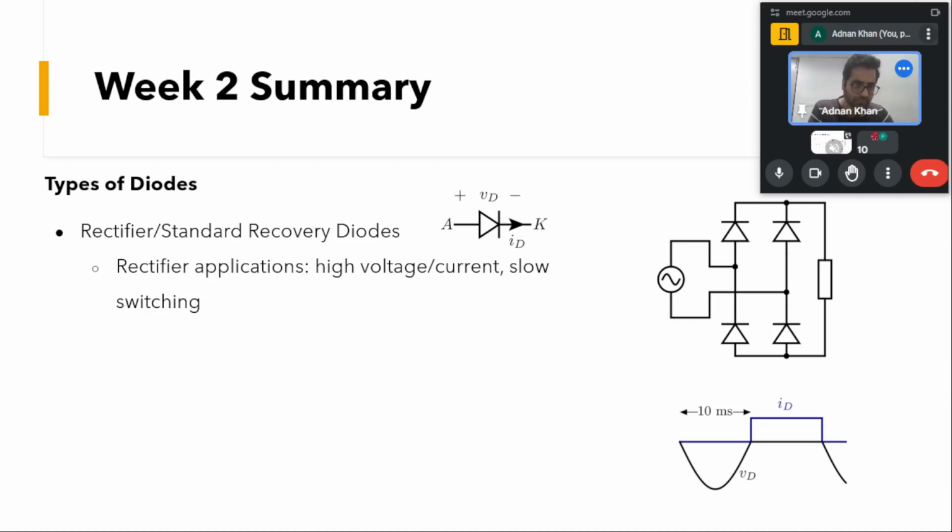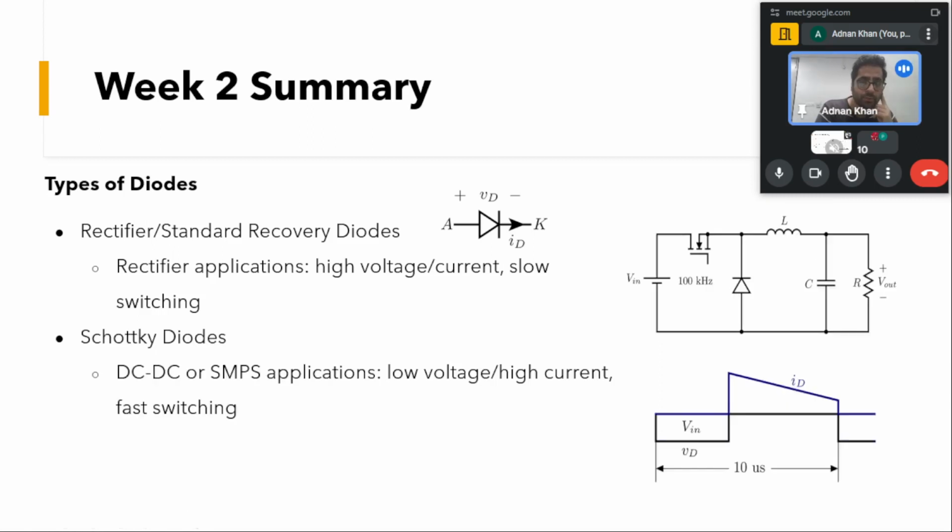So this was about the standard diodes. Now the other types of diodes discussed this week were the Schottky diodes. What is different about Schottky diodes is that the reverse recovery is very small, almost negligible compared to standard diodes. Where are these Schottky diodes used? They are used in applications where we have to switch at very high frequencies. Let us take an example here.